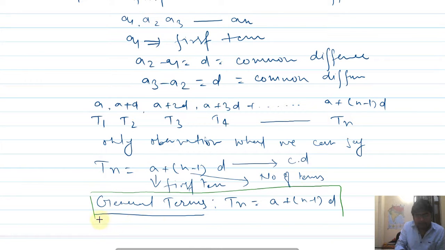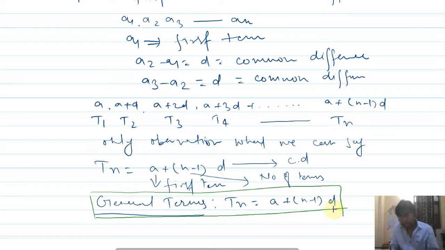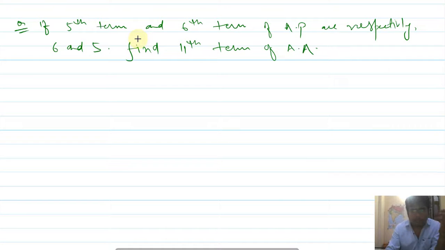So this is simple, it's not difficult. I can write this only because of the observation. Okay, this is a simple observation of the general term. Okay, if you see one question, so this is the question: if the fifth term and sixth term of the AP are respectively 6 and 5, find the 11th term of the AP.